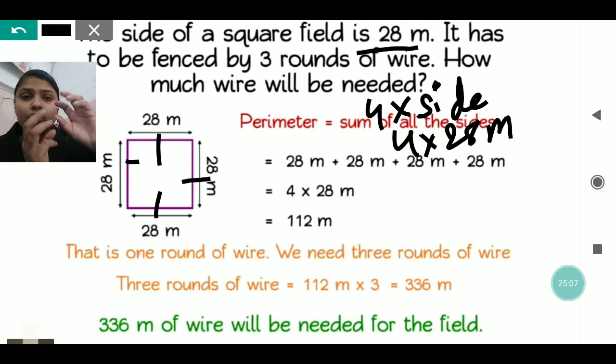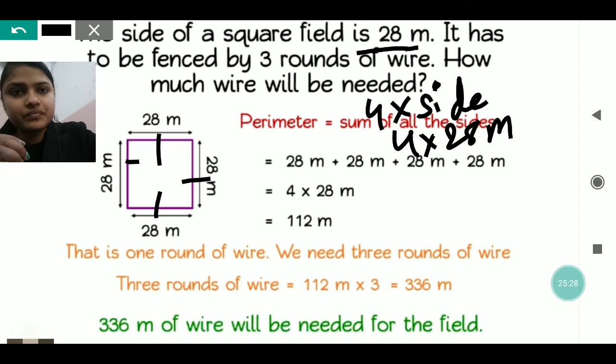So first we will calculate 1, okay, that we have got 112. After that we have to multiply that 112 with 3, then we can get the total measurement, that is 336. This much is the total wire which will be needed for covering that particular field 3 times. Okay.